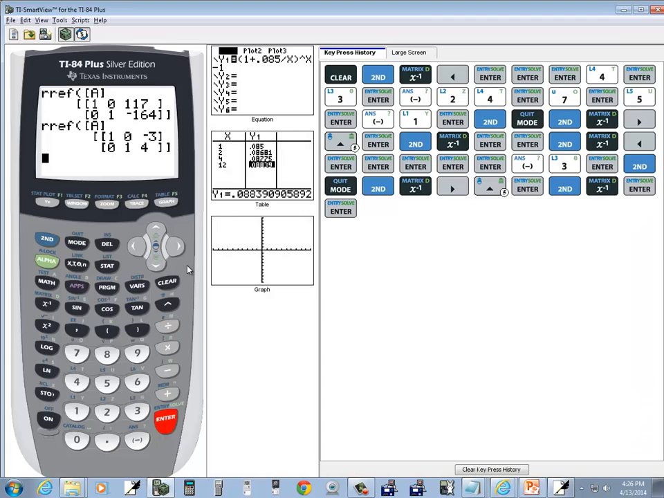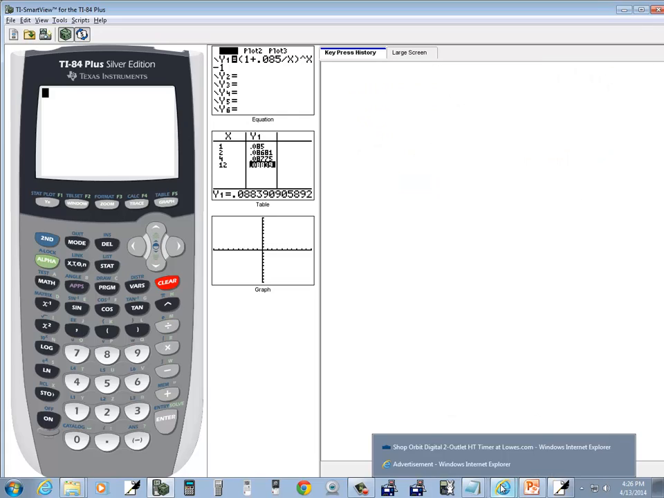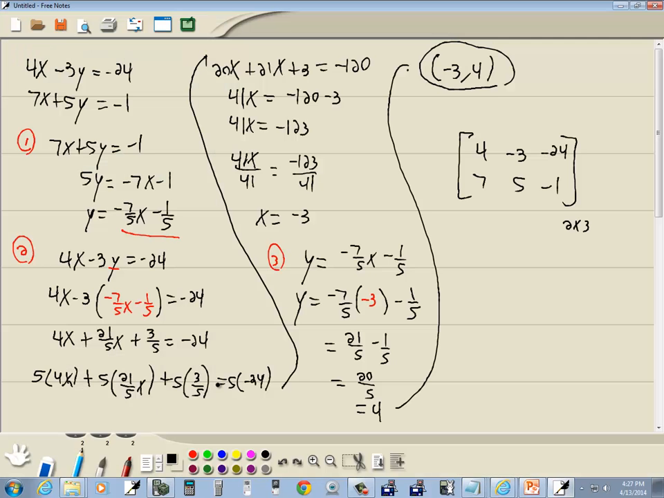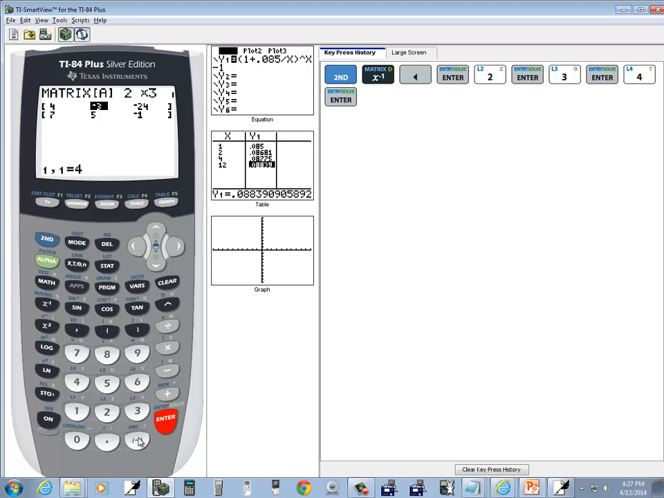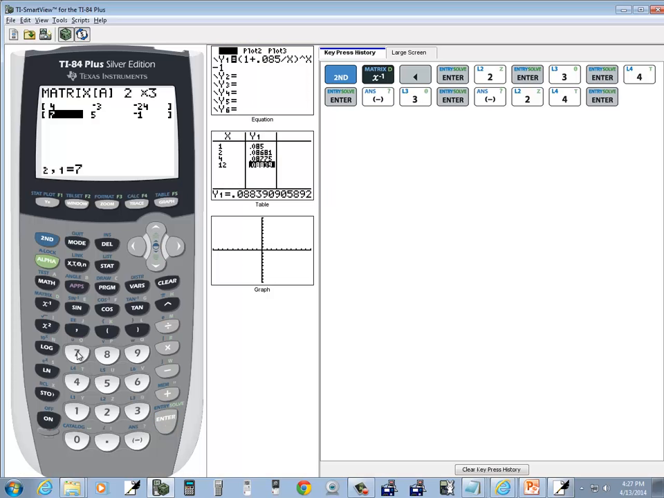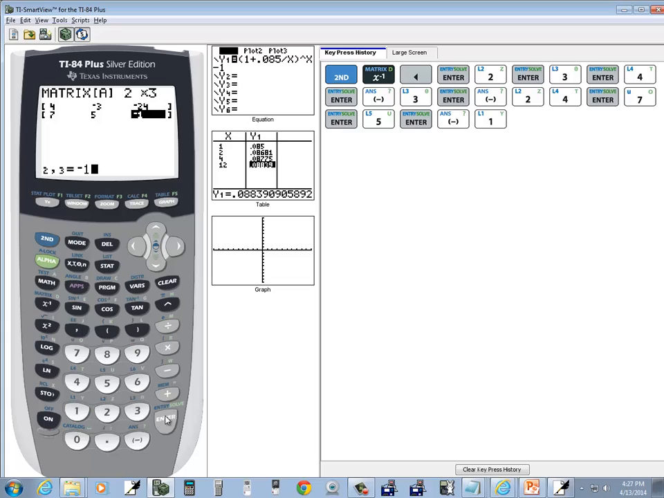Now I actually already have this in my calculator, but I'll re-enter it to show you all the steps. Okay. So I'm going to go into my matrix menu. I'll do second, x to the negative 1. That's my inverse. Left arrow over to edit, enter on A. Size is a 2 by 3, so do 2 enter, 3 enter. I'll type in each one of my numbers. So 4 enter, negative 3 enter, negative 24 enter, 7 enter, 5 enter, and negative 1 enter.